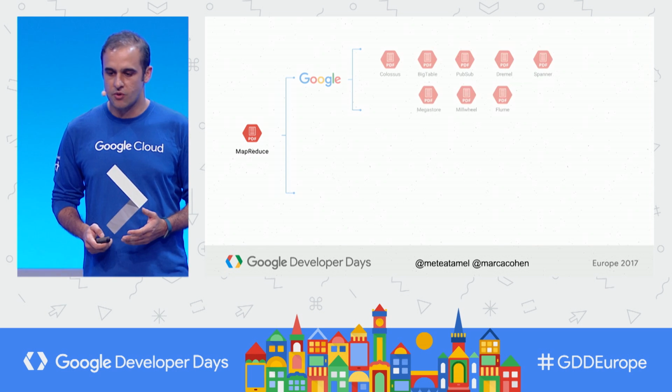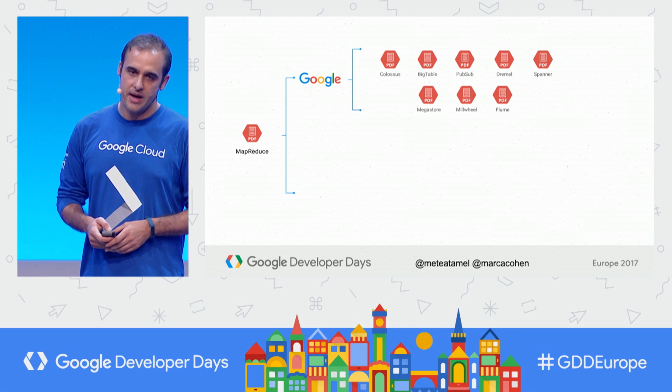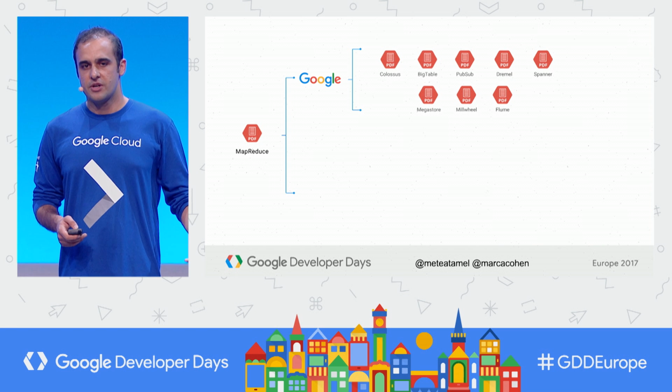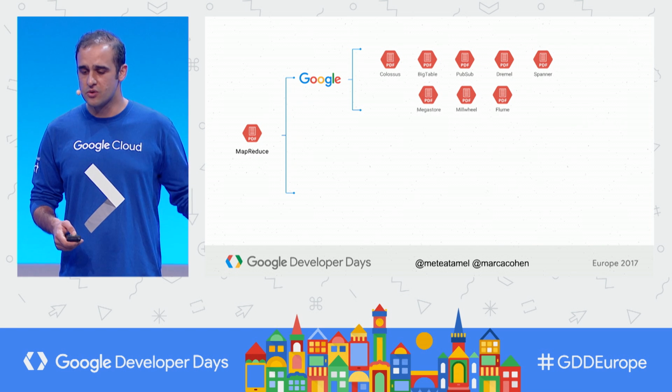So after MapReduce, there was a lot of innovation within Google. So there were things like Bigtable, Flume, and Spanner. So these were either papers or internal implementations that people couldn't use outside Google.